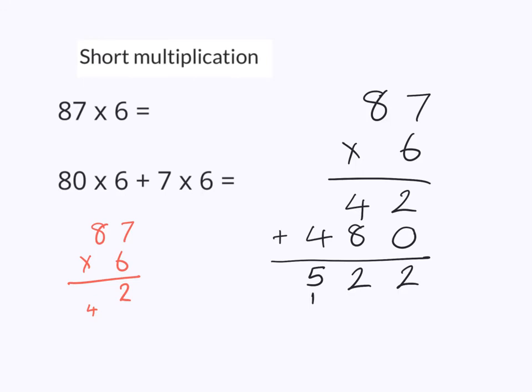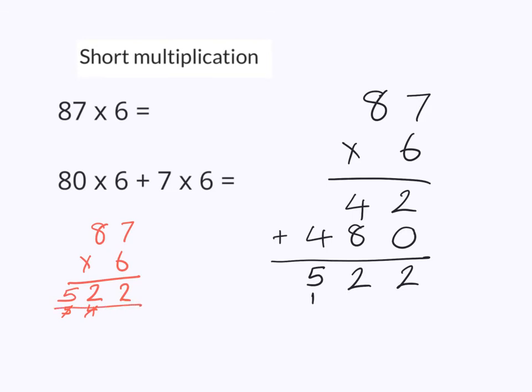Then I've got 8 times 6. Now it's really 80 times 6, but I can look at it as 8 times 6 because I'm already in the tens column. So 8 times 6 is 48. I've already got 4 tens in here, so now I've got 52 tens. So the 2 goes into the tens column and I carry the 5.